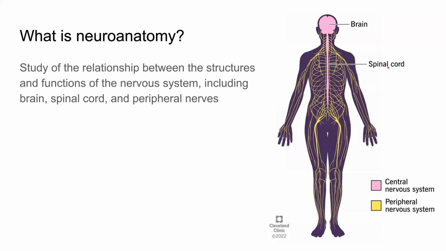Neuroanatomy is the study of the relationship between structures and functions of the nervous system. Our body's nervous system can be divided into two categories: the central nervous system, also known as CNS, and the peripheral nervous system, also known as PNS. The CNS consists of the brain and spinal cord, as you can see from this image here, and the PNS consists of all these peripheral nerves.